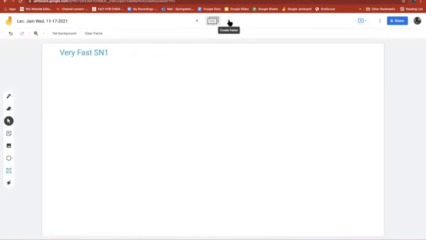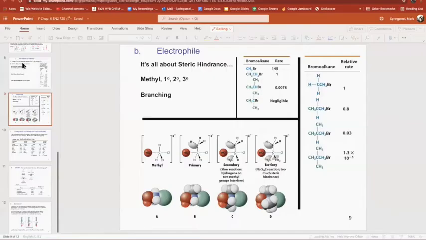And now for SN1, this electrophile is going to have to become a carbocation. Do we want it to be a methyl electrophile, a primary electrophile, or secondary or tertiary? What would react fastest? Well, to make a carbocation, they're high in energy.